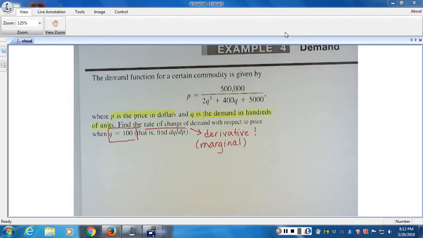So the value of Q is going to be 100. It's going to be a numerical derivative. The only thing is, because this is implicit, you're not necessarily going to be able, actually it's not, well, wait, demand with respect to price. Actually, that's not even an implicit problem, I don't think.